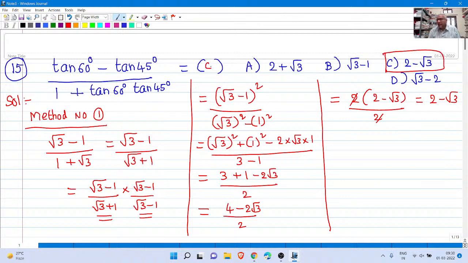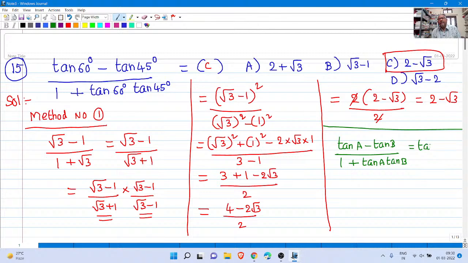This is actually a lengthy method, a 10th class method. But we have a beautiful shortcut in intermediate first year. See, we have the formula tan A minus tan B upon 1 plus tan A tan B. This is the second method. So this is nothing but tan of A minus B.